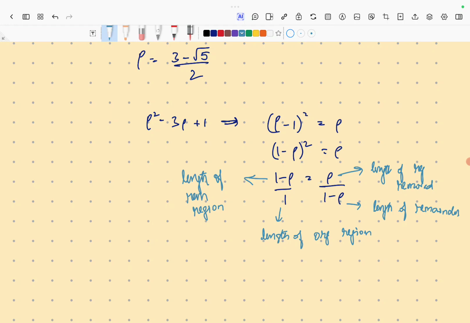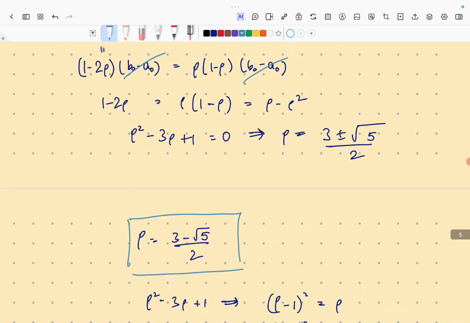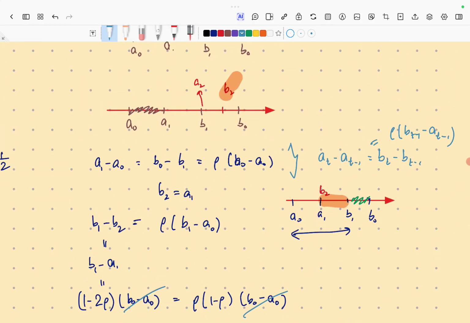So effectively all we get is rho equal to 3 minus root 5 by 2. That's the optimal choice of rho that gives me this particular condition, that at every stage I can choose B(t+1) to be equal to A(t).